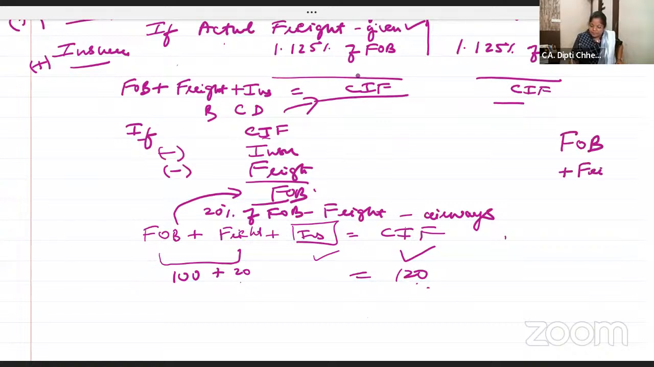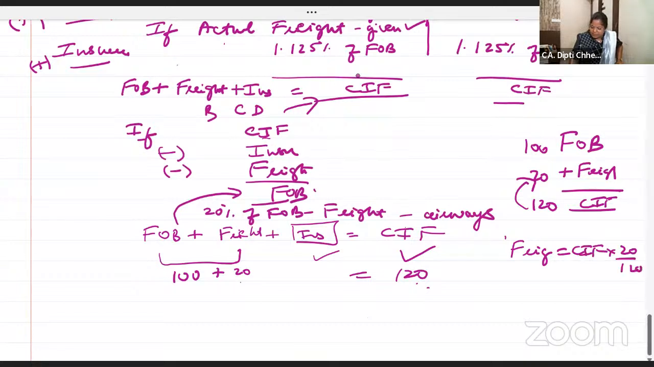FOB plus freight is equal to CIF. If this is 100, this is 20, this is 120. If they give you 120, can you calculate the freight is equal to CIF into 20 by 120? Ma'am, when to do 20 by 100? When you are calculating freight 100% on FOB. When you have to do 120 into 20 by 120, when you have taken the CIF. All these problems will be clear if you patiently sit for another 40 minutes and solve the questions with me. Okay? So this was all mind mapping.